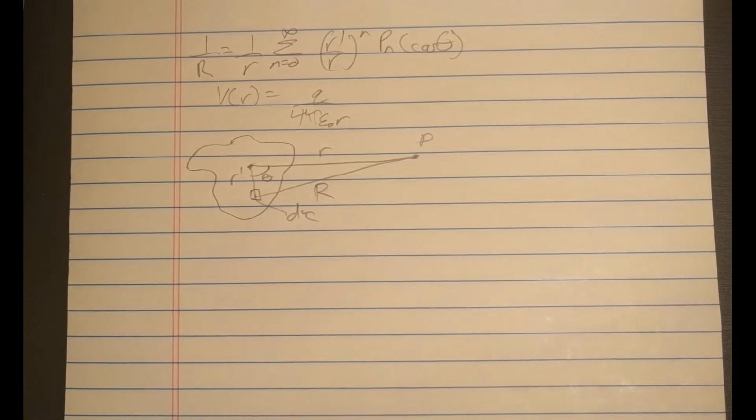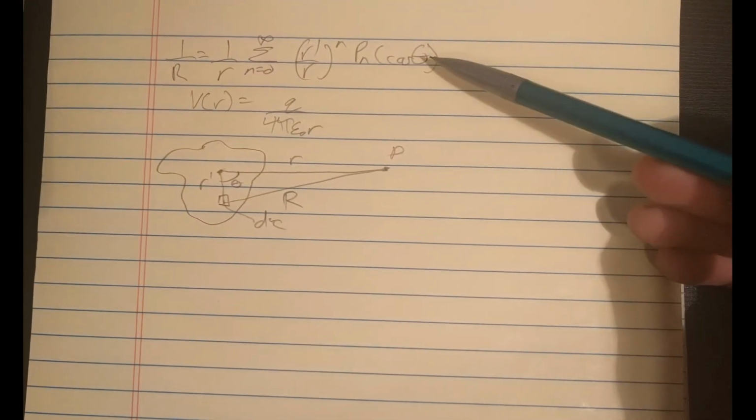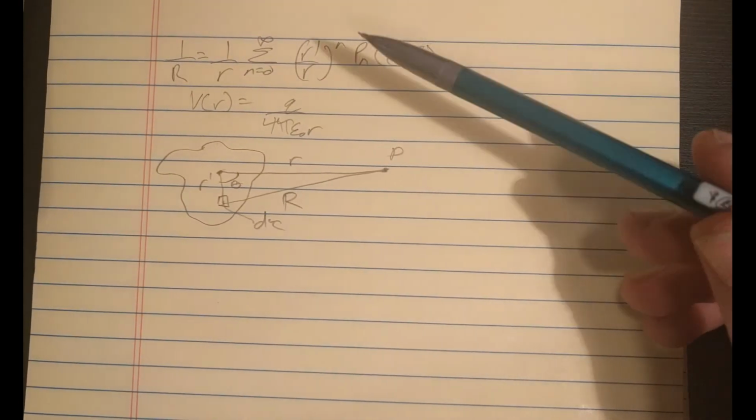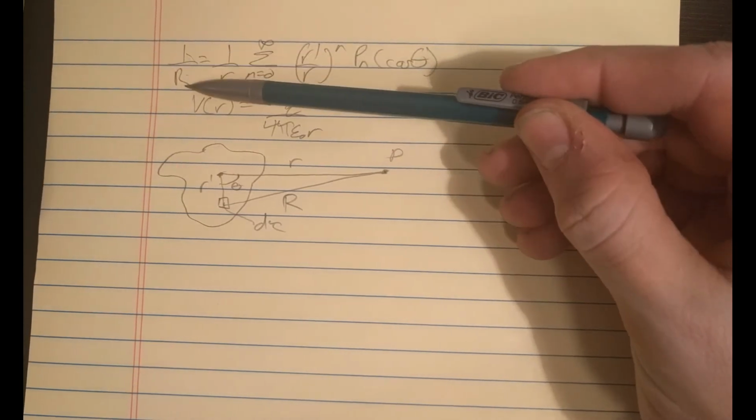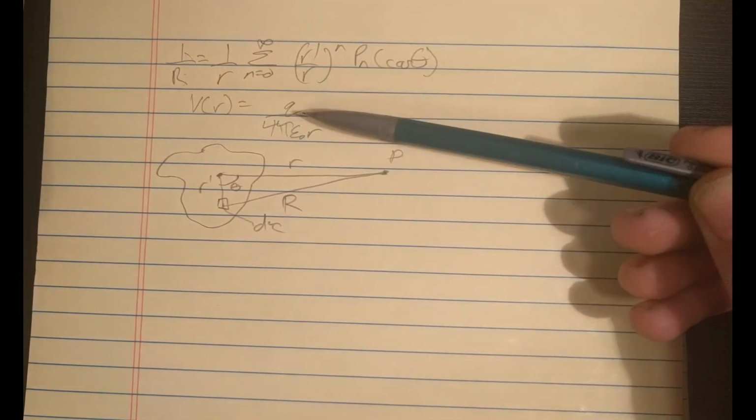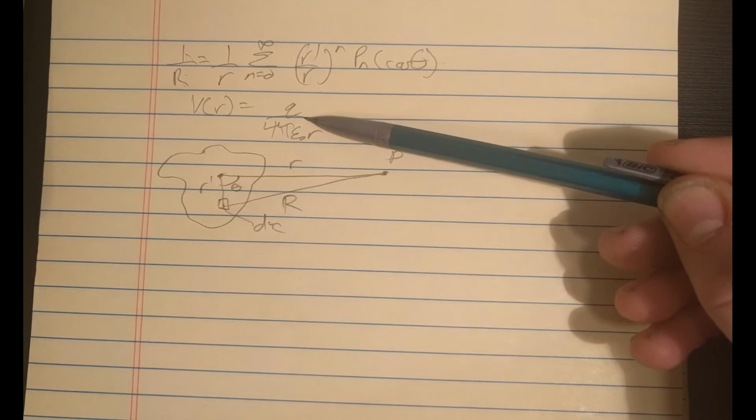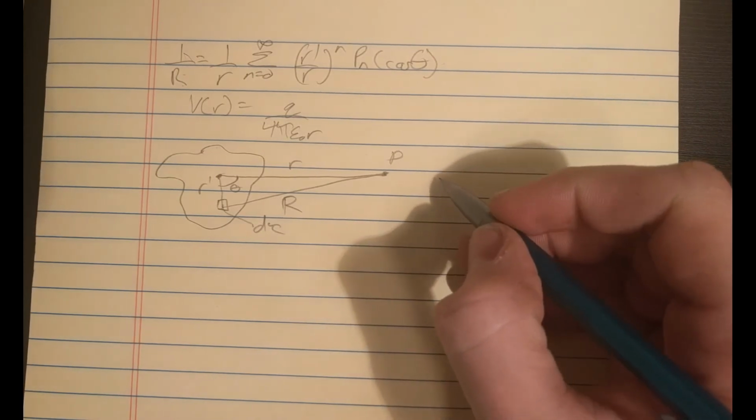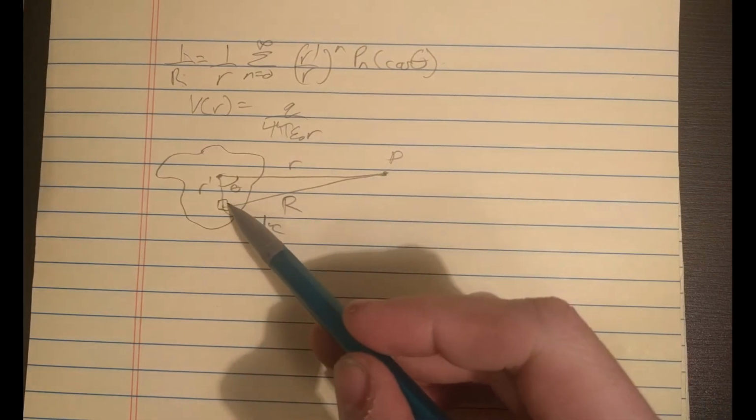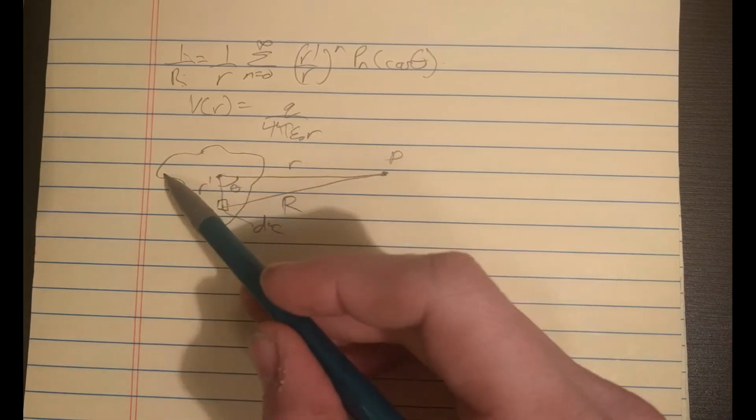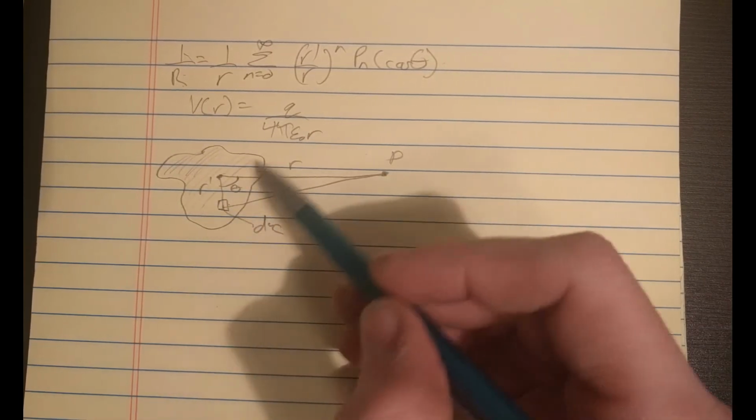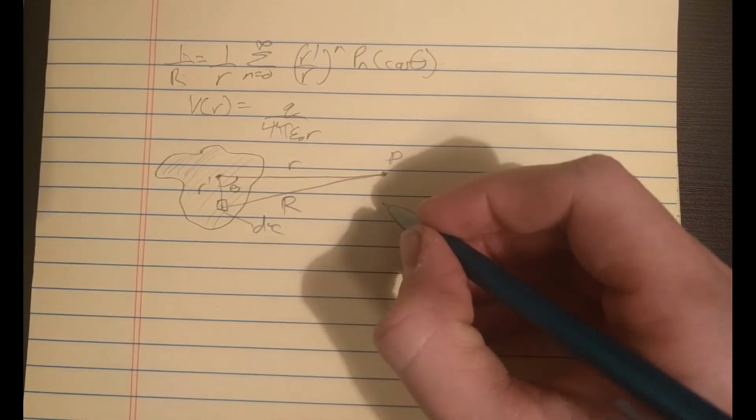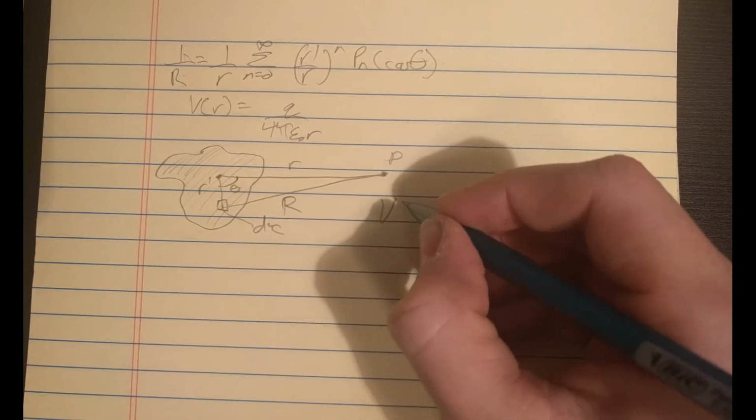Okay, so here's everything we've done so far. We've found our 1 over big R term. This is the potential for a point charge. And this is the problem we're focused on, and I don't think I mentioned at the beginning of the video, if we want to find the potential at point P from this blob of charge distribution, we're going to have to do calculus like such.